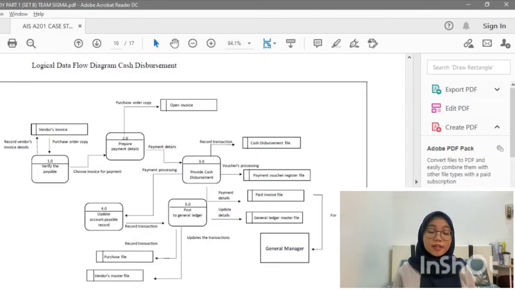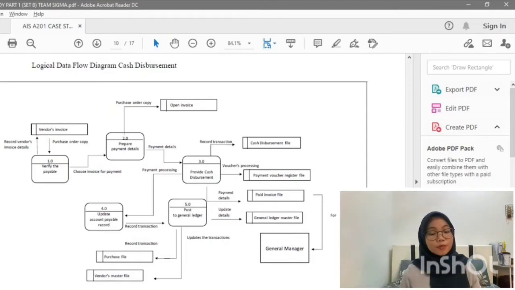In the cash disbursement process, firstly, Lisa will record the transaction to the cash disbursement file, and next she will process the voucher payment and file it to the payment voucher register file. Then she will update the account payable records, and the payment details are updated and filed to the paid invoice file, and lastly, she will update the details to the general ledger master file as well.